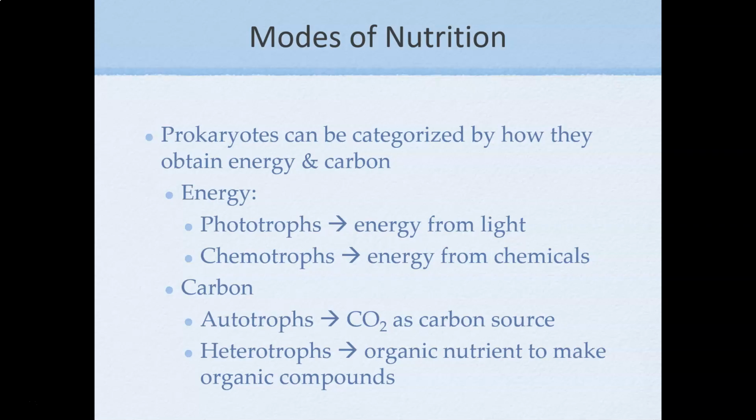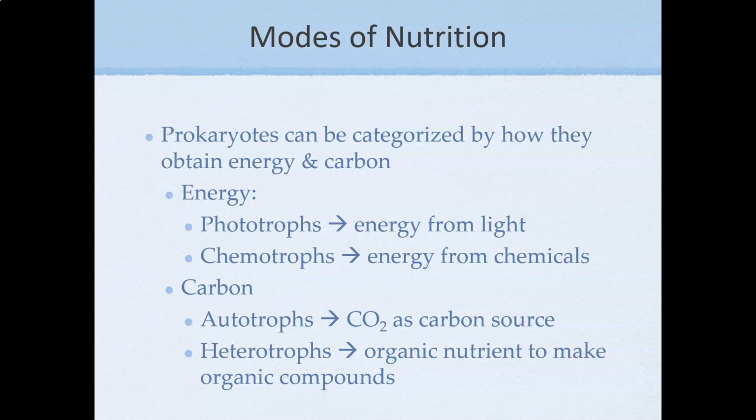So we are continuing our discussion on bacteria and archaea and talking about how prokaryotes are classified and organized. At this point, we've talked about structure, we've talked about genetics. Let's talk about the way that they obtain nutrients and energy. Prokaryotes can be categorized both by where their energy source comes from and where their major mode of nutrition comes from, usually in the form of carbon.